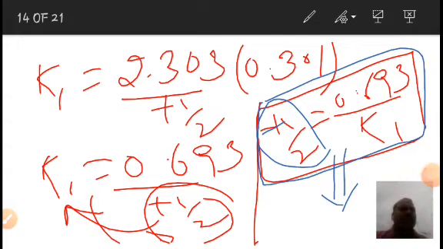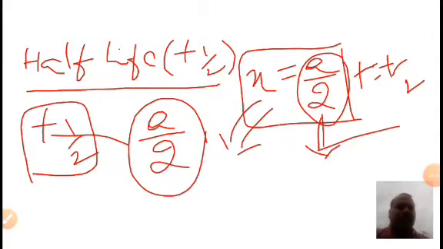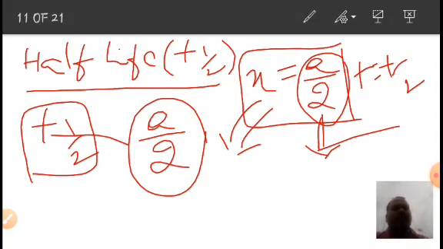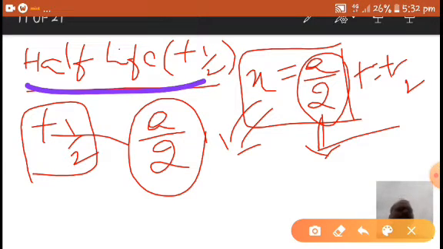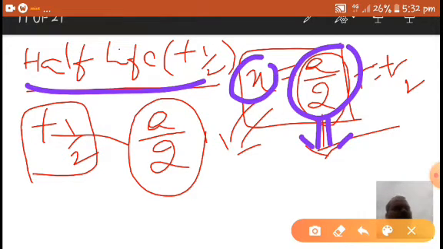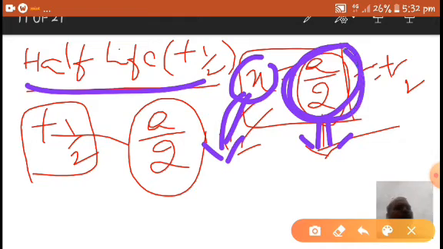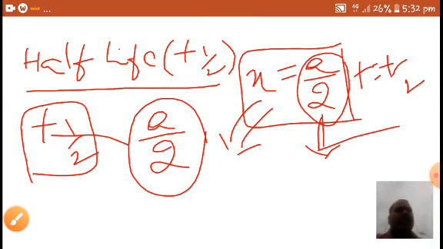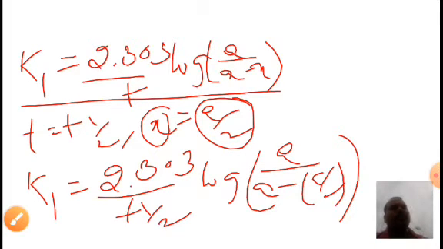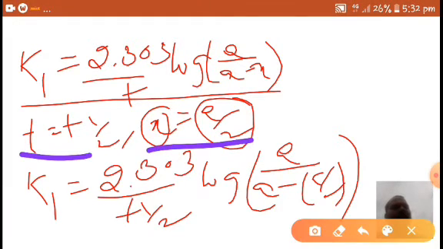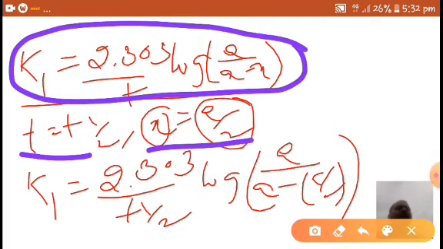Once again, we have derived the equation for half-life of first order reactions. What is half-life? The time required to bring the initial concentration of reactants to its half. That means the concentration becomes A by 2, so t is equal to t half. Then I substitute t is equal to t half and x is equal to A by 2 in the rate constant for first order reactions: k1 is equal to 2.303 by t half log A by A minus x.